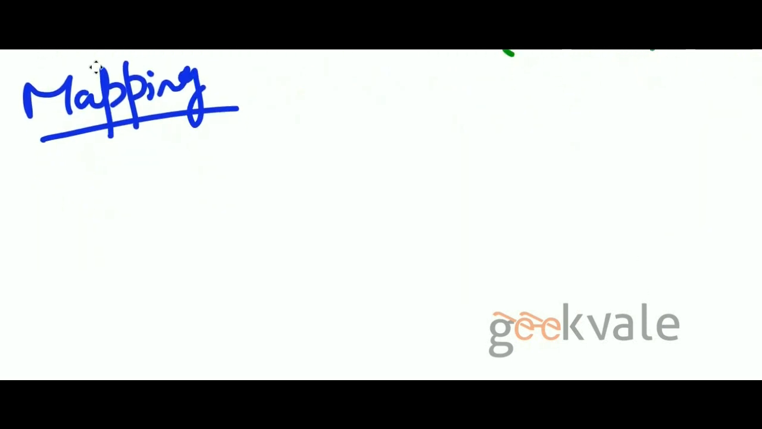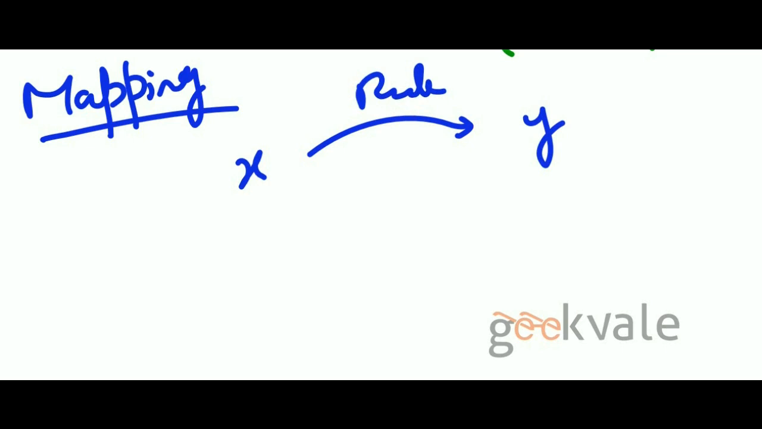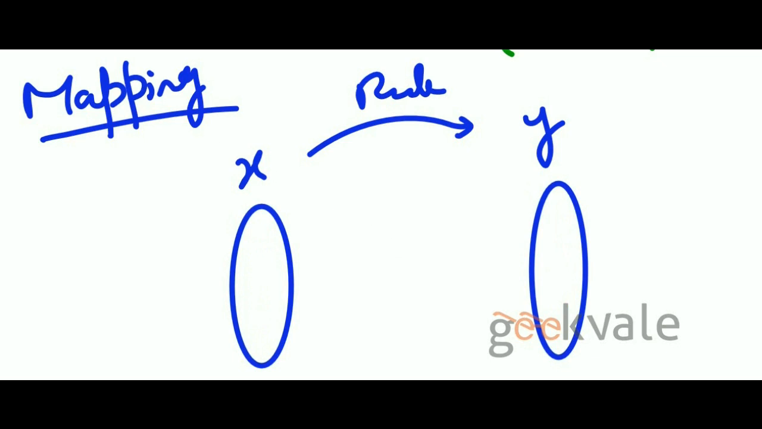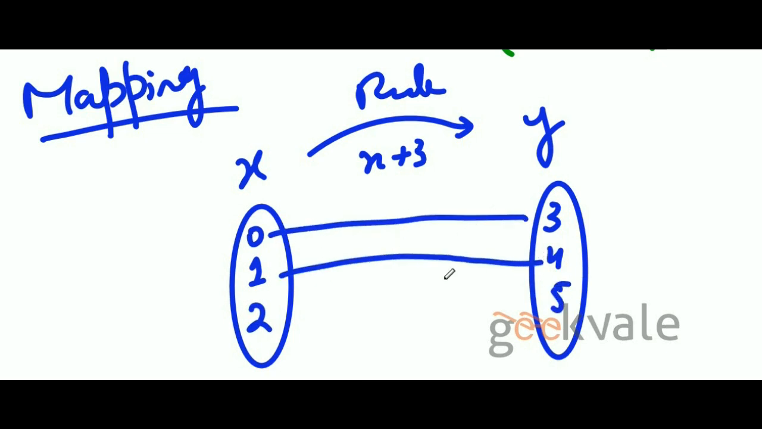In mapping, you do what? You have the input at one end, the rule in the center, and you have the output at the other end. And you represent the set like this with an oval circle. Now I'm going to say that my rule is x plus 3, okay? And my input is 0, so the output will be 3. My input is 1, output will be 4. My input is, let's say, 2, it will be 5. Can you see that every specified input has a unique output, right?